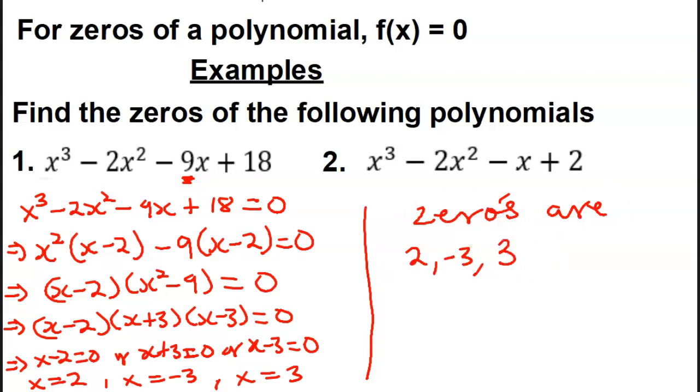Okay, now let's look at the second example. The second example, x cubed minus 2x squared minus x plus 2. So because we are finding the zeros, you equate it to 0. So I want you to pause the video and then try it first before you check the solution. So as I've told you, you check the third term. If the value here is a perfect square, then you can use method of grouping. Now here is 1. 1 is a perfect square. So let's try.